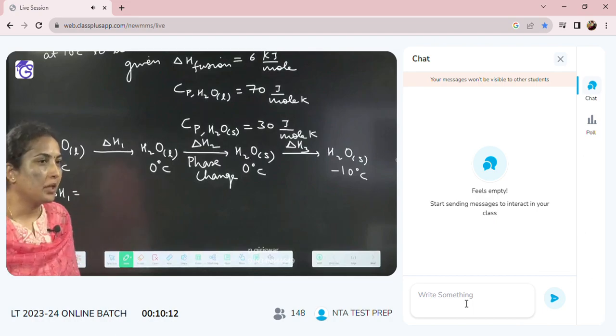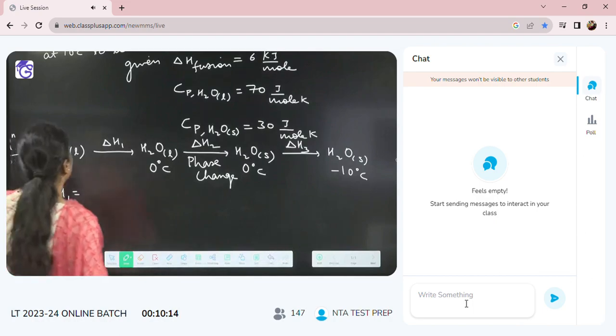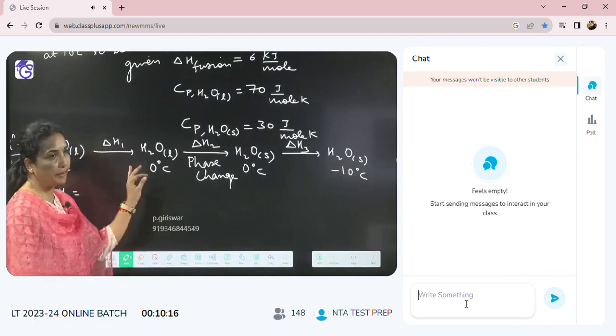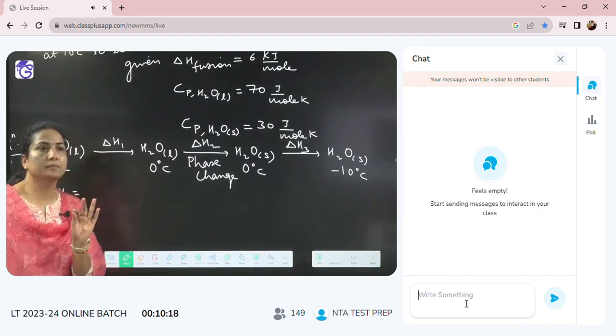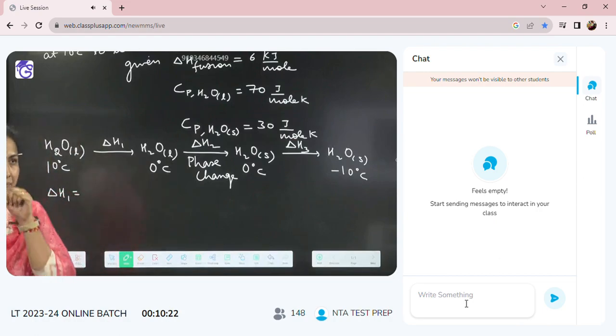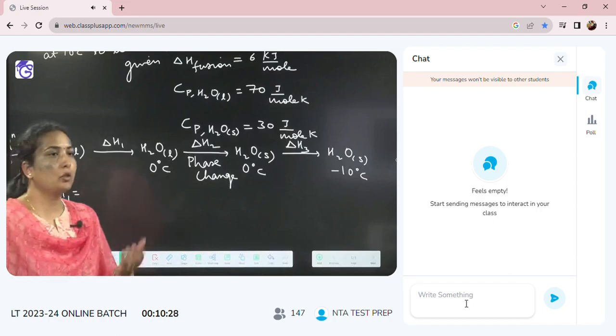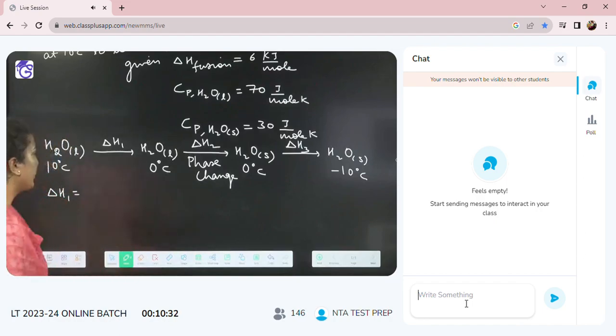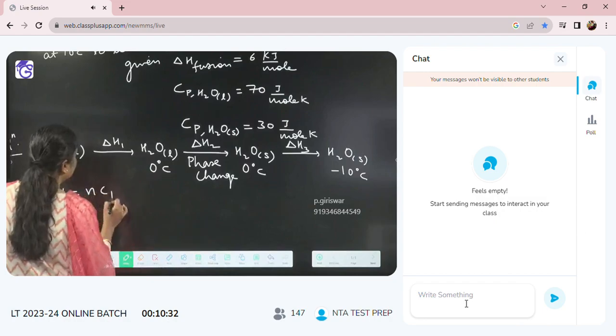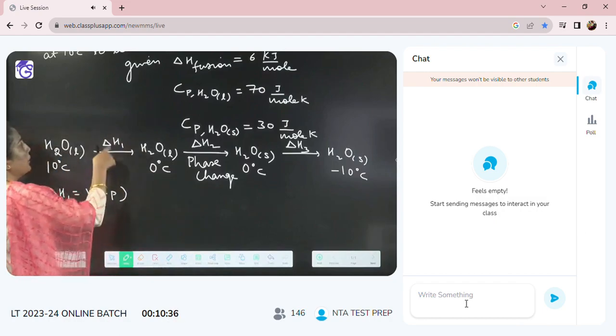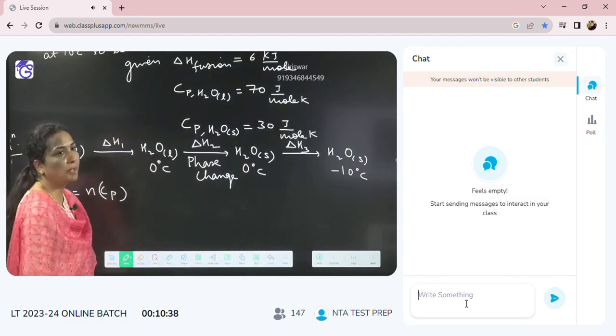Okay, fine. Now here you are lowering the temperature. Which formula will be utilized here? Tejaswini is writing ms delta theta. Now I have given you the Cp value, so here you won't be applying ms delta theta, you will be applying n Cp delta T, right? So here it will be n Cp. Cp of which, H2O liquid or H2O solid? Whose Cp should I take?